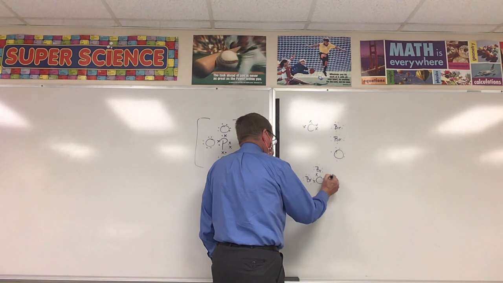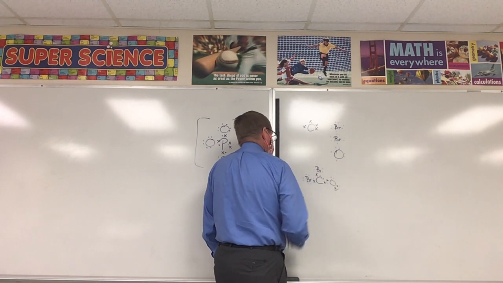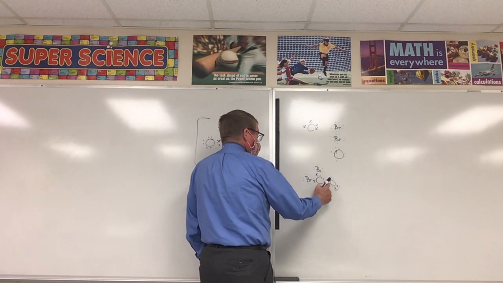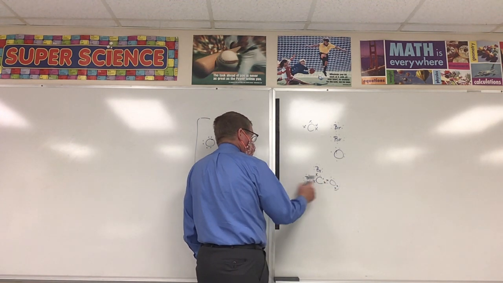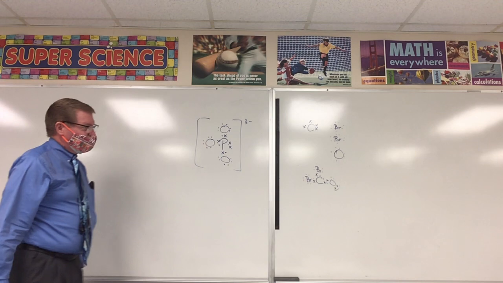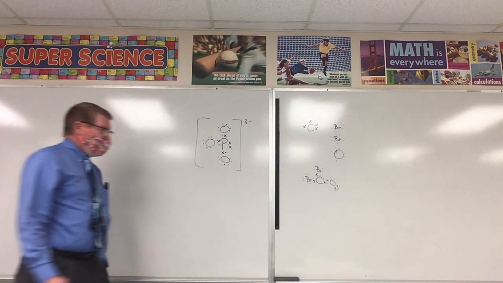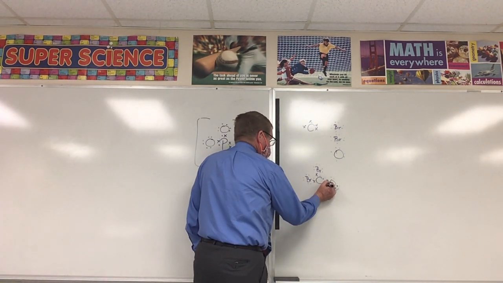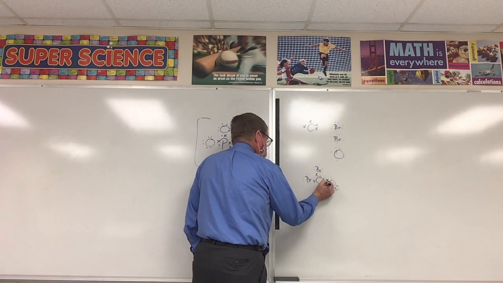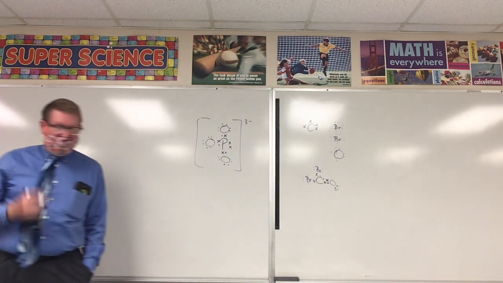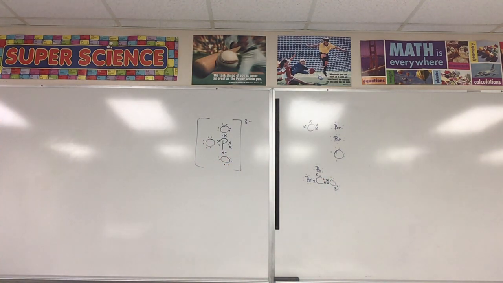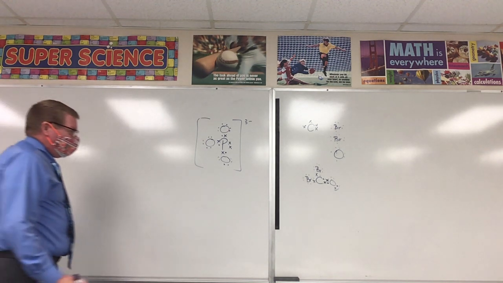Double bond. Alright, 1, 2, 3, 4, 5, 6, 7, 8. 1, 2, there we go. Do you have a double bond here? You can do that. They have 8. CN negative.